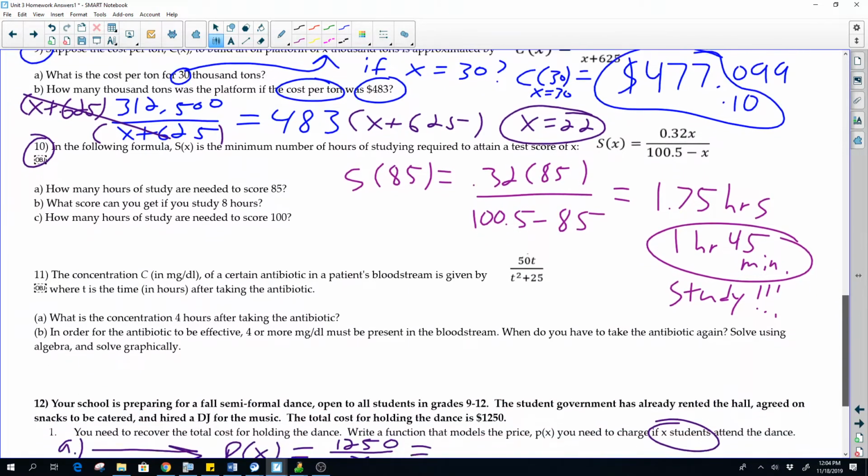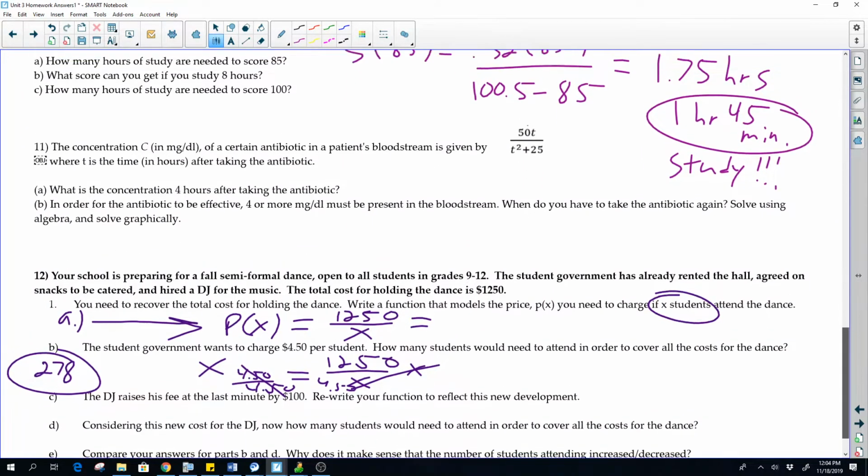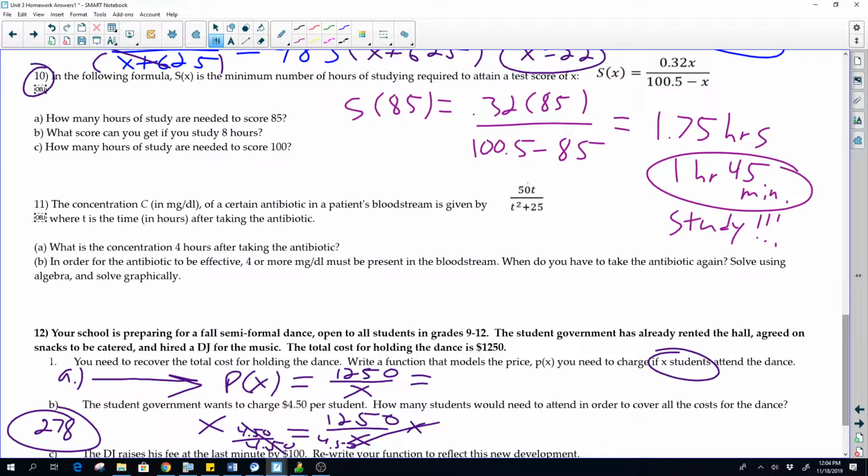That's crazy. Okay, there we go. So there's our answer there. We got 64 hours is what we need. So if we plug in S of 100 equals 64 hours. Don't study 64 hours. Just study the hour and 45 minutes, okay?